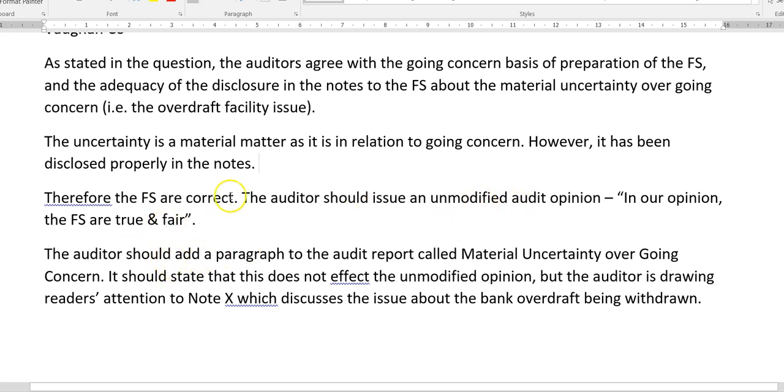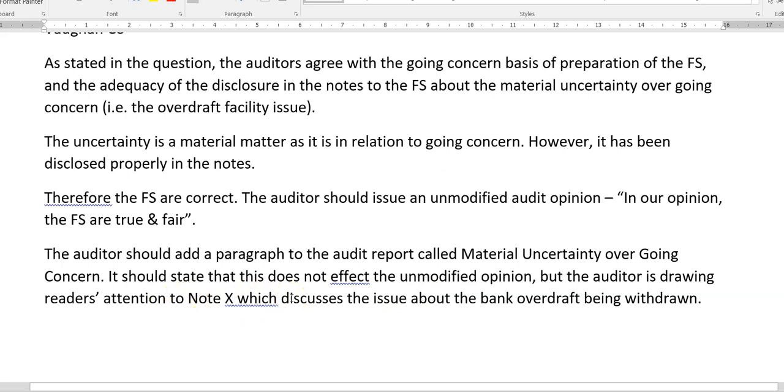And then, a mark going for this area here probably, and maybe mention material, that it is important. A mark for unmodified audit opinion, and then showing that you know what that is. In our opinion, the accounts are true and fair, because a lot of people will write that down and they mightn't know what that means. And then the auditor should add a paragraph called the material uncertainty, and then half a mark going for saying it does not affect the unmodified opinion, and then something that says what it does, which is just to draw the reader's attention.